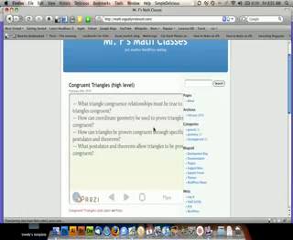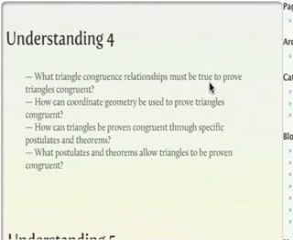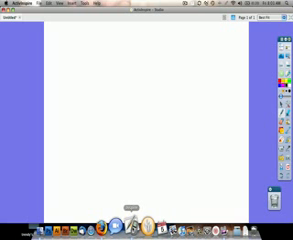So the first question in understanding 4 is, what triangle congruence relationships must be true to prove triangles congruent? Y'all can put your computers back up and get to this page so you can see it well. All right, so what triangle congruence relationships must be true to prove triangles congruent? Okay, so what's the answer to that question? Does anybody have a guess? What triangle relationships were we talking about on the back of the board?